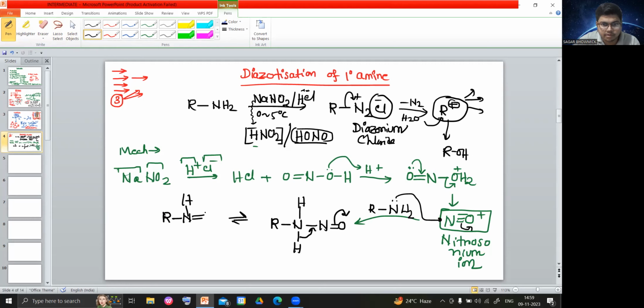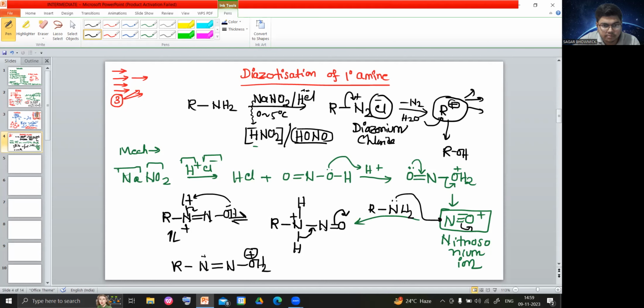Yes, double bond N OH, and this nitrogen is positively charged. Now what happens? Proton exchange occurs. This OH will take up this proton and neutralize the positive charge. R N double bond N OH2 plus.